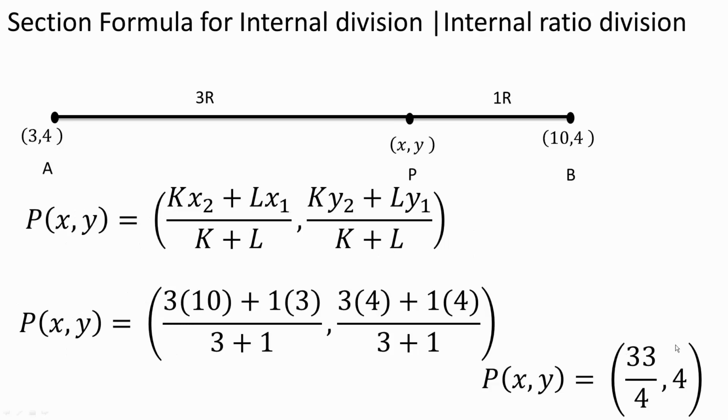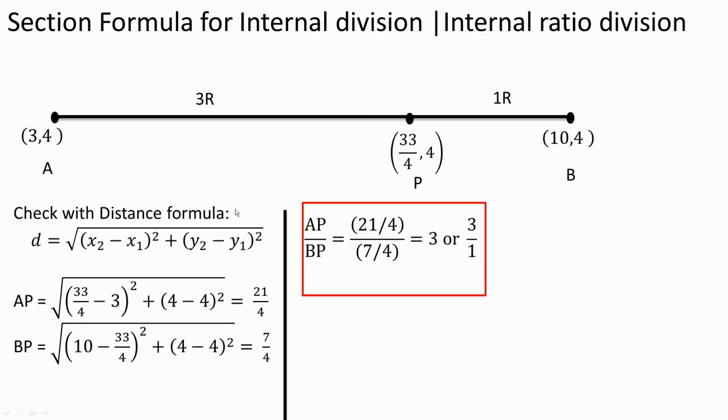Now, how can I prove that this is really the value of P? I'll prove it using ratios. So what is the distance of AP? And what is the distance of PB? We can use the distance formula. So this right here is the distance formula, the square root, parentheses, x2 minus x1 squared, plus parentheses, y2 minus y1 squared. We determined the value of px. So I'm talking AP, very important, AP. So this is like x1, y1, x2, y2. So x2 is 33 over 4 minus 3 squared plus 4 minus 4 squared. And we get 21 over 4. You can double check. You can use a calculator.